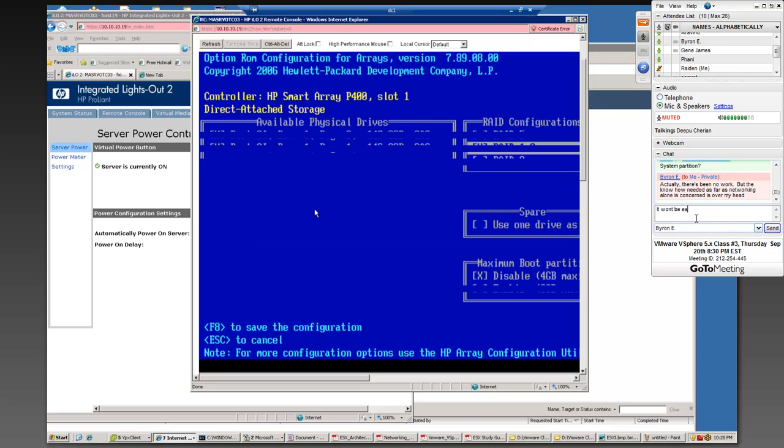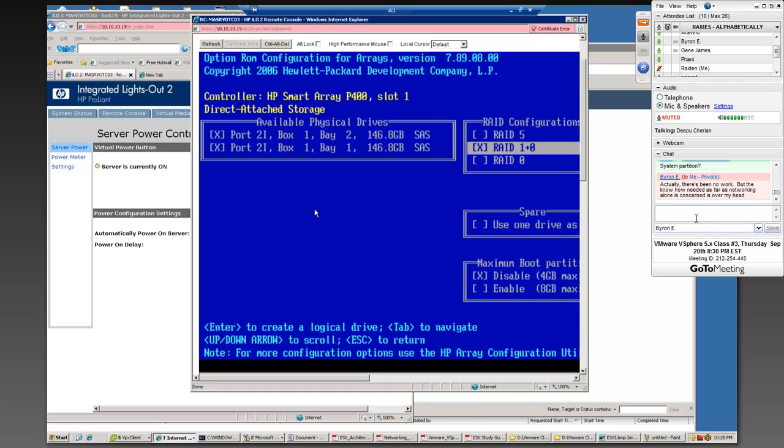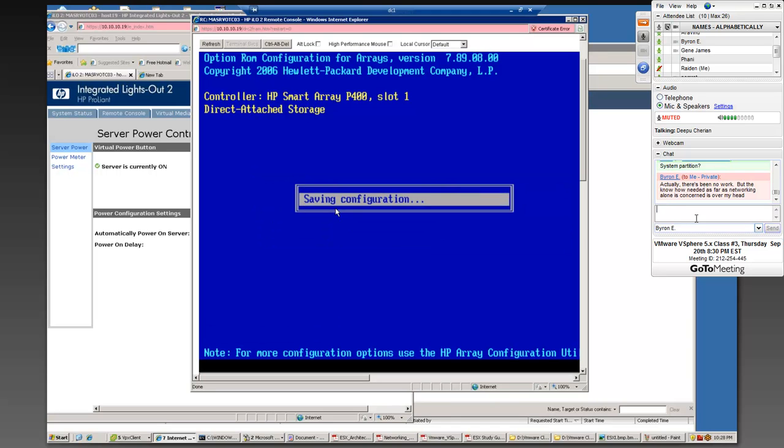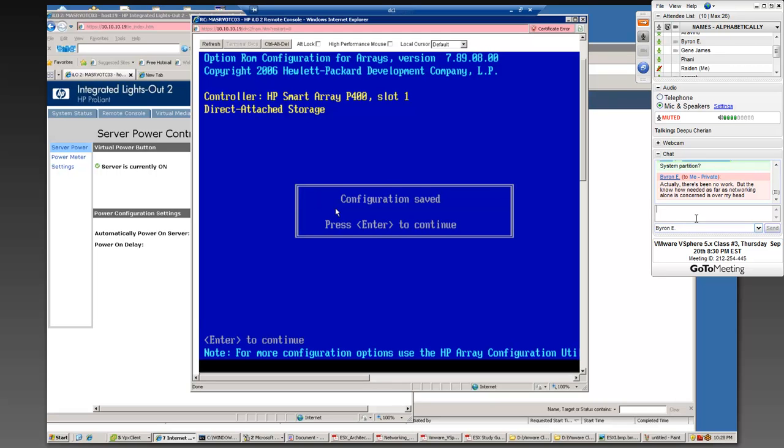So you can create it like this, or you can create a RAID 1. See, when I say RAID 1, it's going to be a mirror. So you can see that now I get only an effective space of 136. Again, you lose almost 10 GB there to write that metadata information. So I'm going to press F8 to confirm, and I'm going to create a RAID 1 volume. And I created the drive.